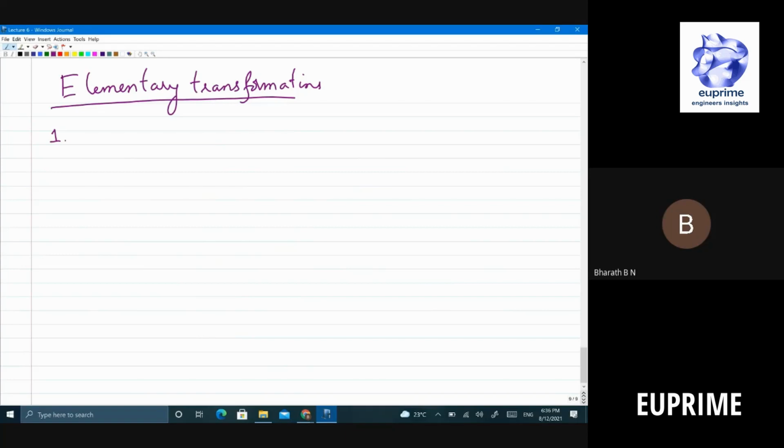Exchanging of two rows, right? That's any two rows. Exchange of two rows, that's an elementary transformation. If I exchange row 1 and row 3, I can do the reverse. What is the reverse? You exchange it this way. So that's an invertible transformation. Do you agree?